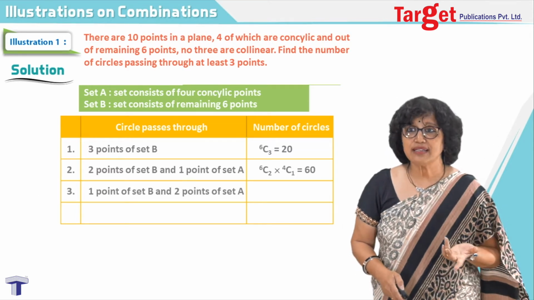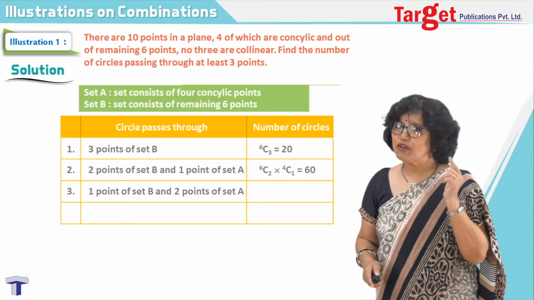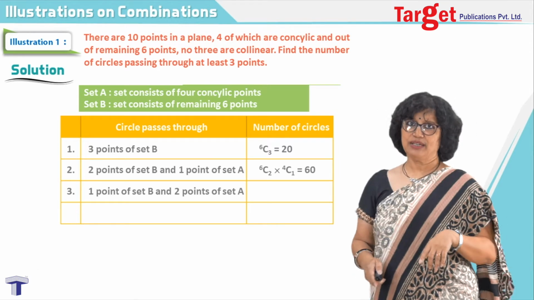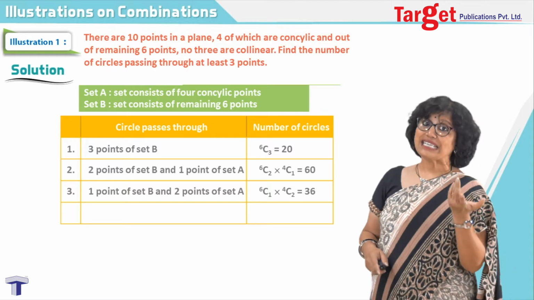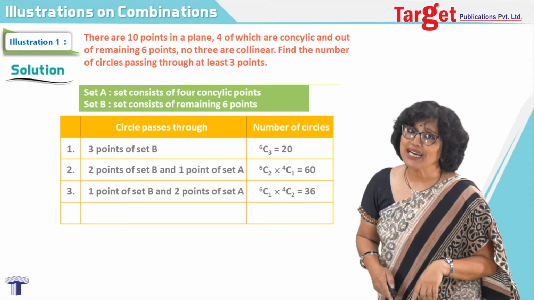Now what would be the third case? I think you can write on your own also. 1 point from set B and 2 points from set A. Correct? Now that would be done in 6C1 into 4C2. So the answer for that is 36.